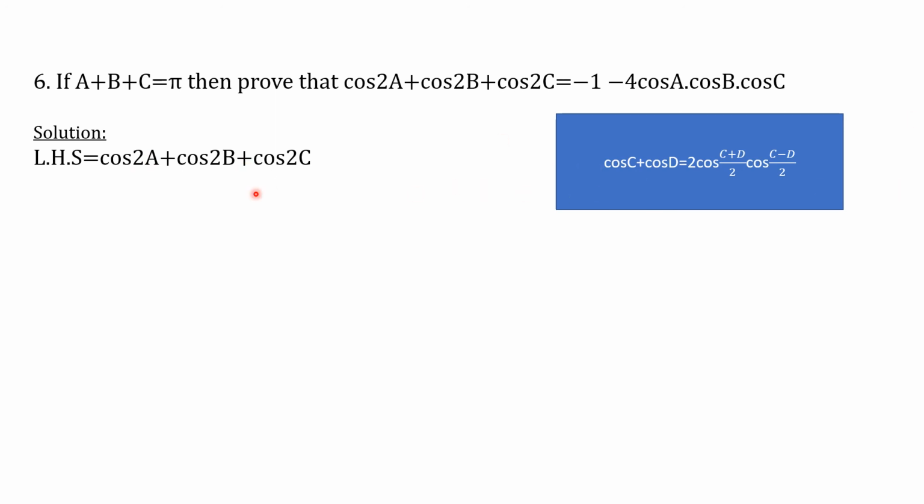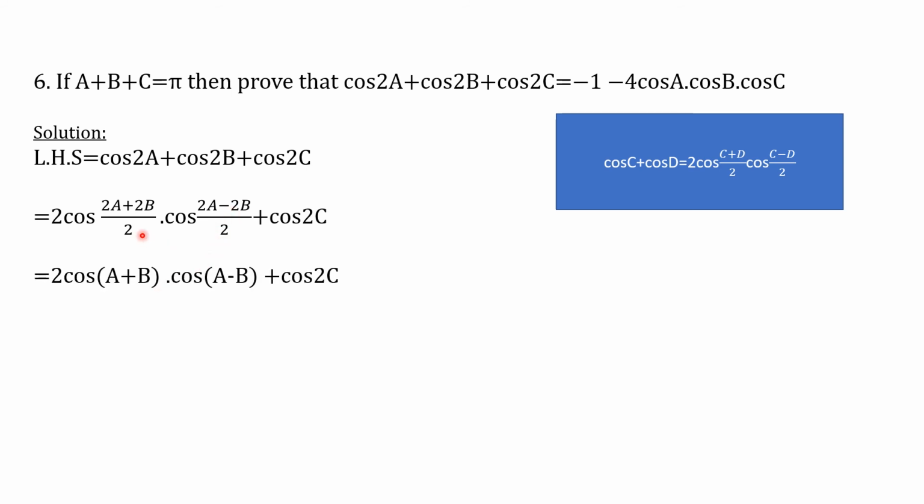So using this concept, we can write this as 2 cos (2a plus 2b)/2 into cos (2a minus 2b)/2. And the last term is copied as it is. Thereafter, here is 2, here is 2. That 2 and 2 can be taken common and cancel with this 2. Here also 2 and 2 can be taken common and cancel with this 2. So we get 2 cos (a plus b) instead of this, and instead of this, we are getting cos (a minus b). And the last term is copied as it is.